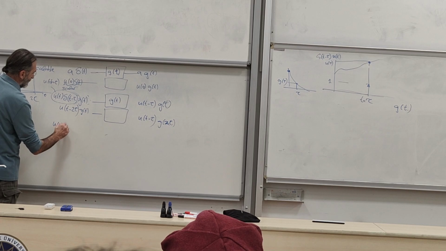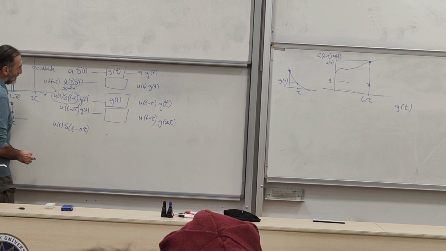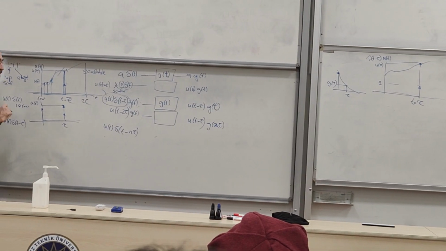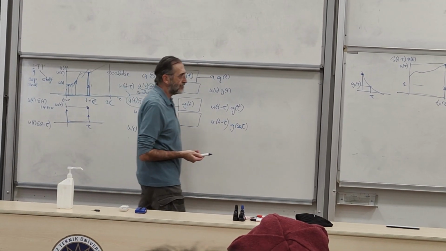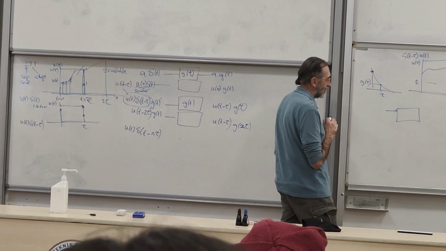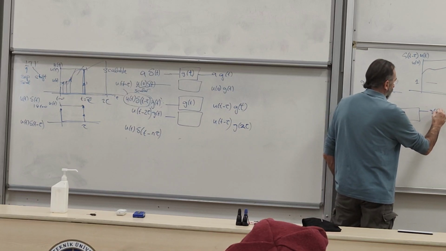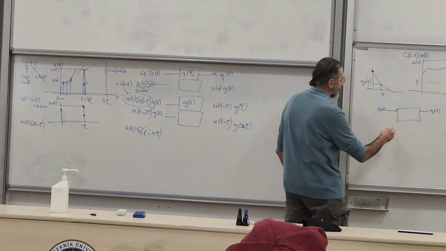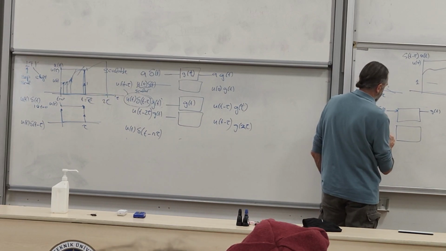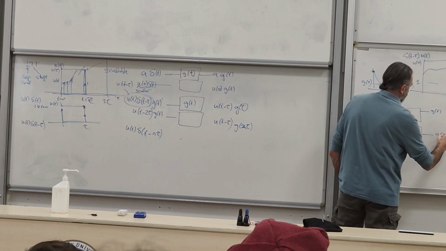U of t times delta of t minus n tau. I do it here, here, here. What I'm doing is giving the system one input, delta t, and I get g of t. Now I'm giving the system another input, delta of t minus tau. Then I get g of t minus tau.